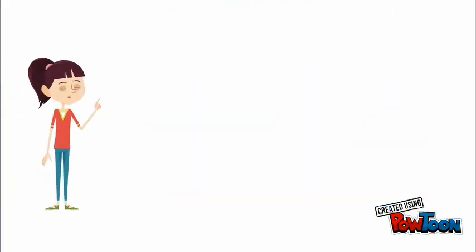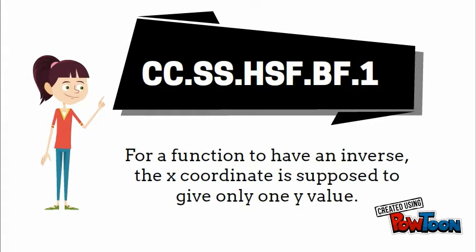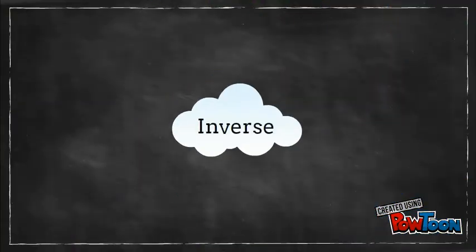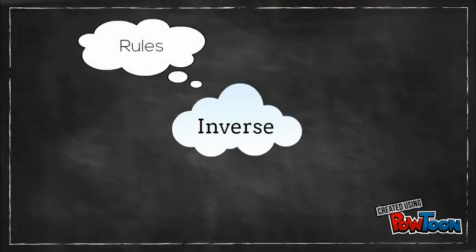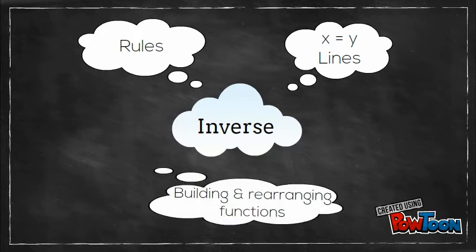Coming up next is the inverse function standard CCSS HSF BF B 1. For a function to have an inverse, each x-coordinate is supposed to give only one y value. From the lessons, I've learned about rules, and one way to create an inverse is to reflect the function across the line x equals y symmetrically. Some skills I've learned are building functions and rearranging them to be able to find a certain value.